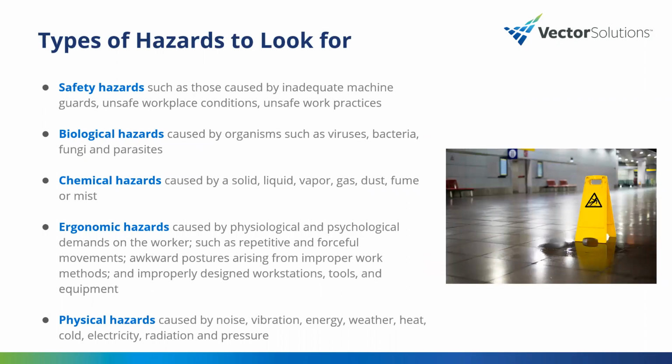And there are a variety of different types of hazards that organizations should keep an eye out for during inspections. First, obviously, safety hazards caused by anything ranging from inadequate machine guards, unsafe workplace conditions, or unsafe work practices. Biological hazards caused by items such as viruses, bacteria, fungi, or parasites. Any chemical hazards caused by a solid, liquid, vapor, gas, dust, fume, or mist.